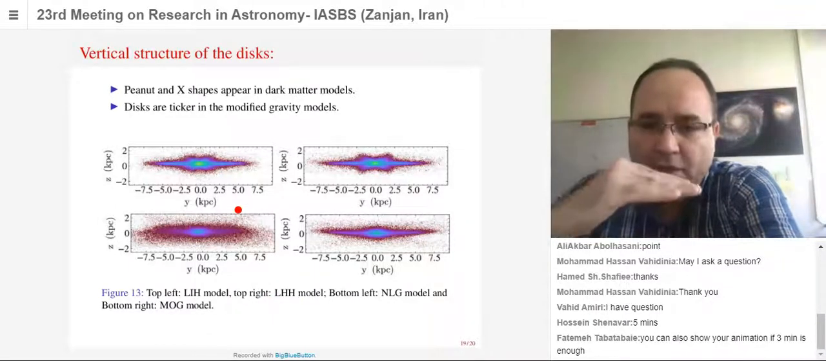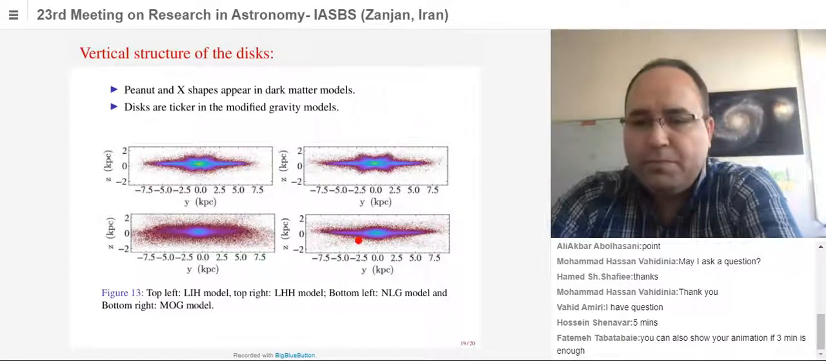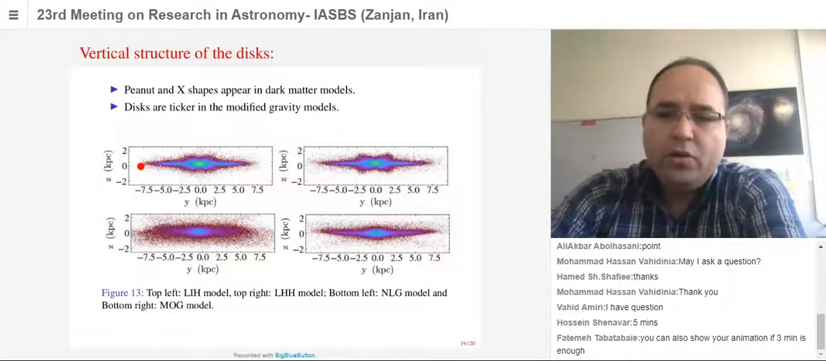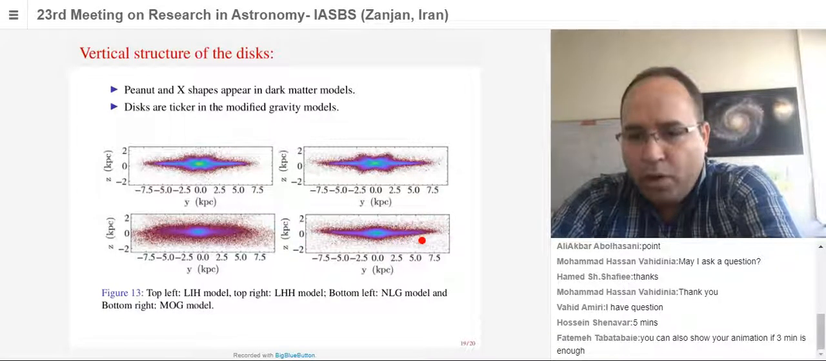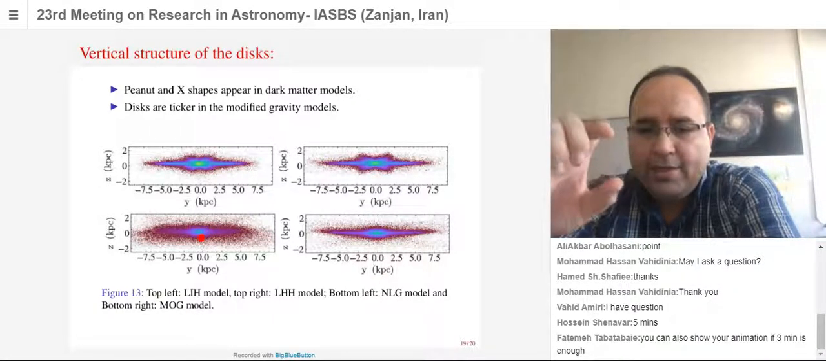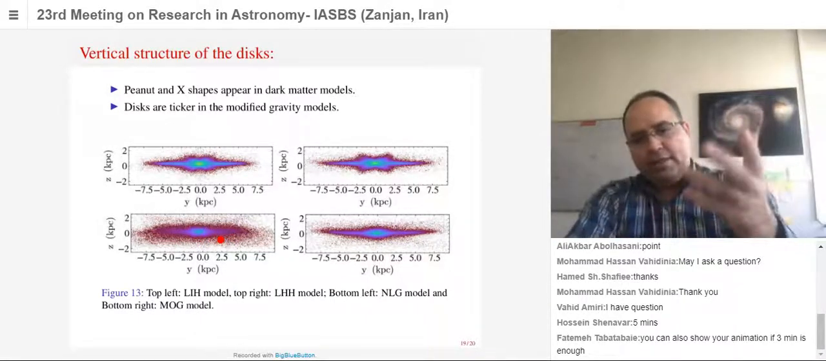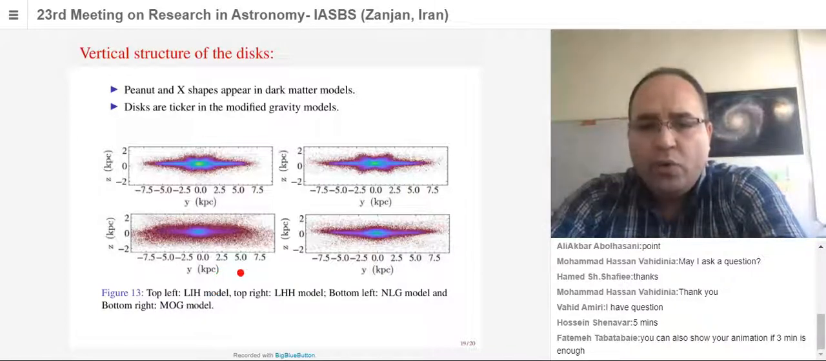Here is the edge-on view of our simulations. The top panels belong to dark matter models, and the bottom panels to modified gravity models. As you see, in dark matter models there are X shapes and peanut shapes, which, as far as I know, are very familiar in real galaxies. But in modified gravity models, in MOG, we see a warp in our simulations, and in non-local gravity, we see a thick disk at the end of the simulation. It seems a completely different morphology. There are serious differences, and as I said, a wide follow-up work is required to find reliable results in this sense.